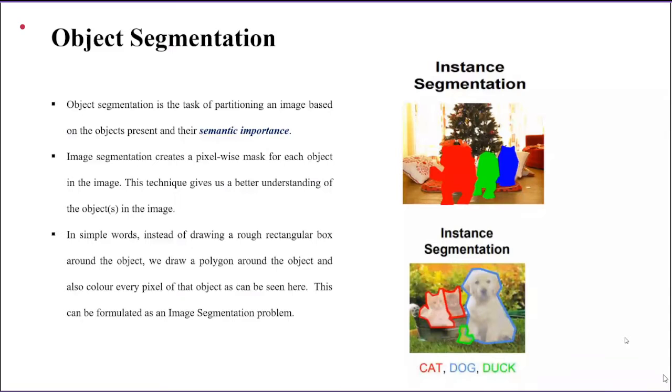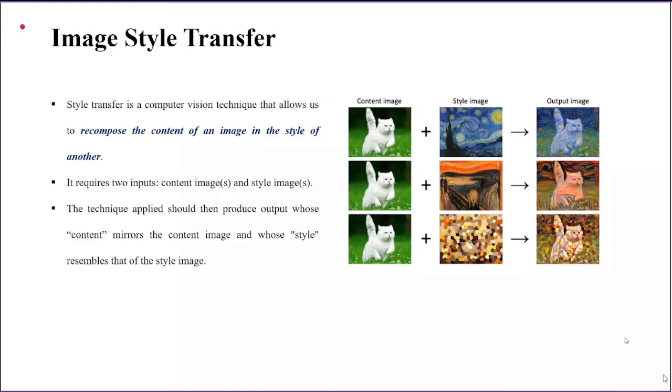The next type of application is image style transfer. In image style transfer, we have two types of images, the content image and the style image. This is a technique where the content image is imposed on a style image, so that we get an output image with a combination of the content image as well as the style image.